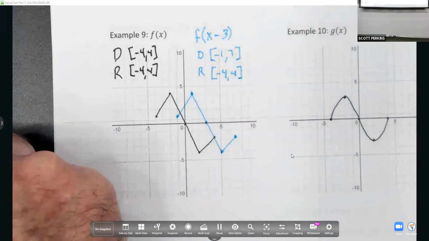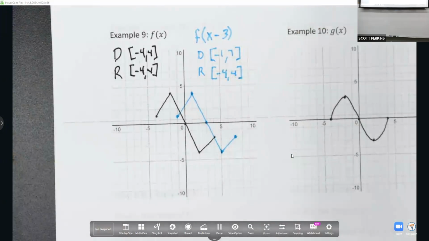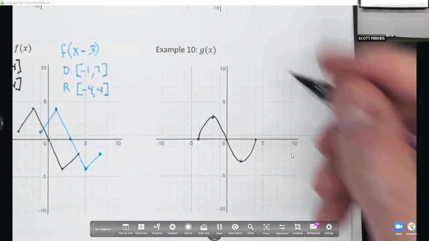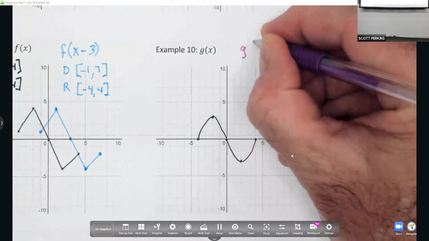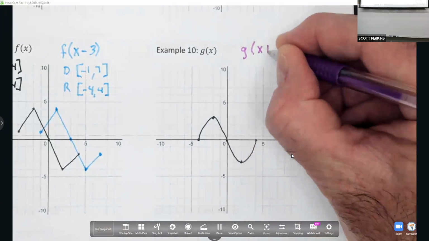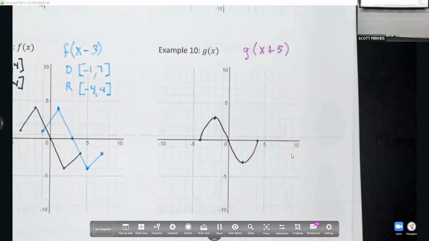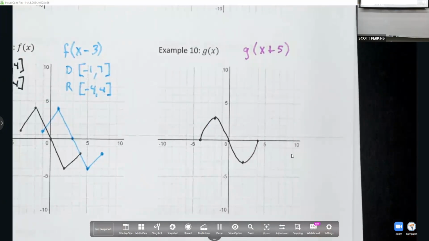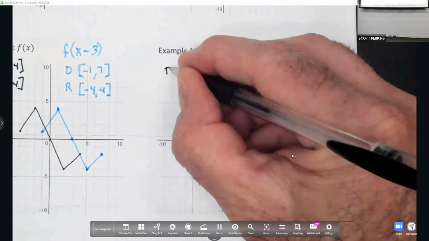Wonderful. What I would like you to do, please, is g of x. I'd like you to please do g of x plus 5, and then do the domain and the range of the new graph.